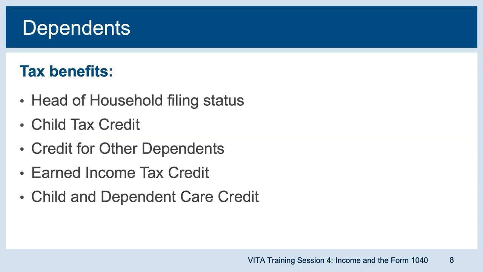The deductions for personal and dependency exemptions have been suspended until 2026, unless the change is made permanent. Although the exemption amount is 0, the ability to claim a dependent can make taxpayers eligible for other tax benefits. For example, the following tax benefits might be associated with the dependent: head of household filing status, child tax credit, credit for other dependents, earned income tax credit, child and dependent care credit, and other tax benefits.